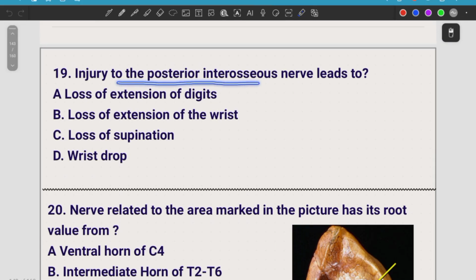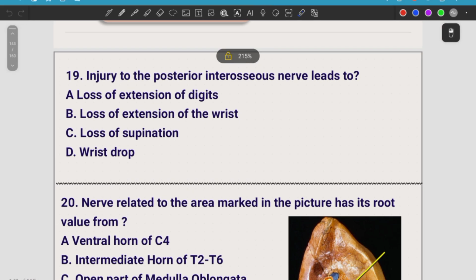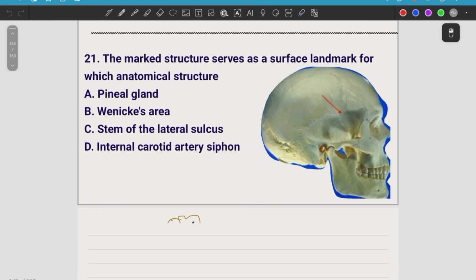Injury to the posterior interosseous nerve leads to what? The posterior interosseous nerve is a branch of which nerve? That is the radial nerve. The loss of extension of the digits, loss of extension of the wrist, loss of supination, wrist drop. Okay. Let's see the radial nerve course once, so you will come to know the answer.